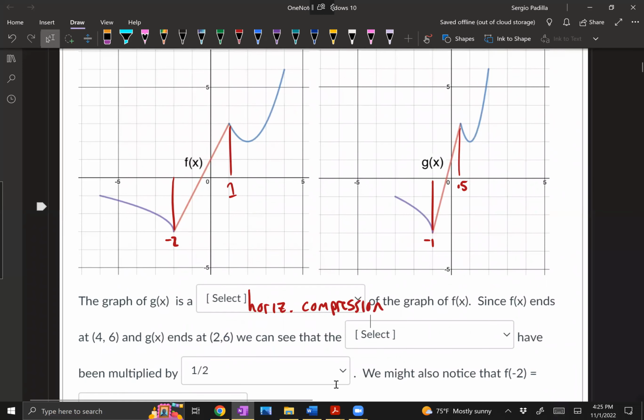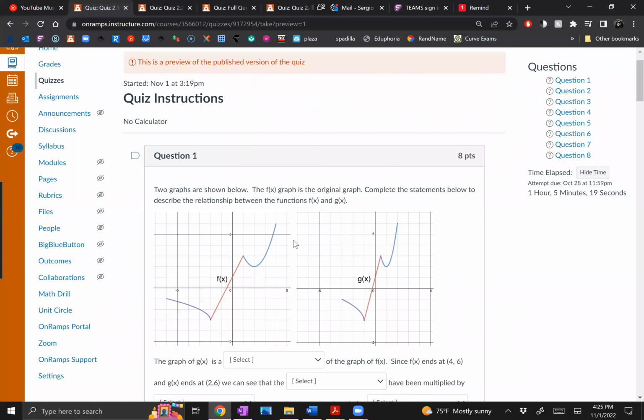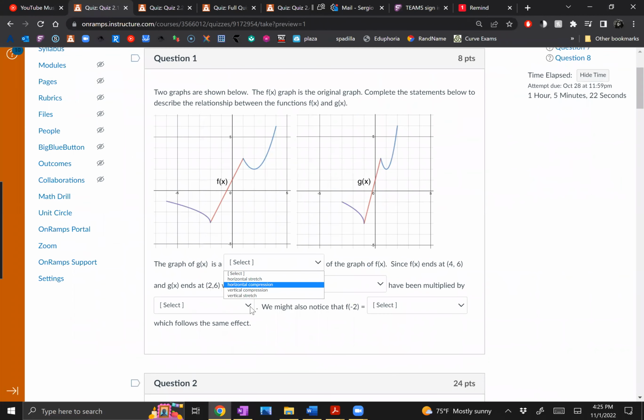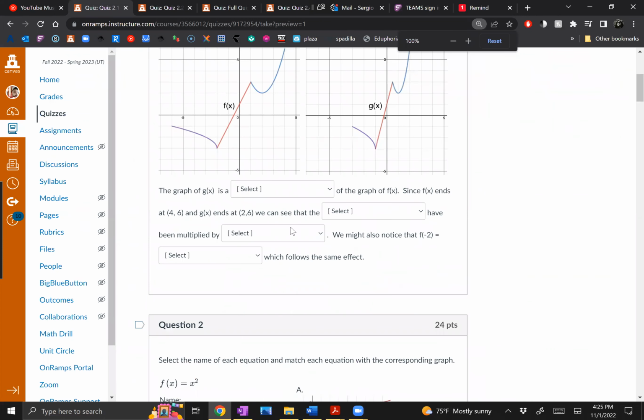Let's see what they would call it on Canvas itself. I think they might use the same terminology here. Yeah, horizontal compression is what they have for it as well. Let me actually zoom back in here. There we go. So yeah, I would call this a horizontal compression.